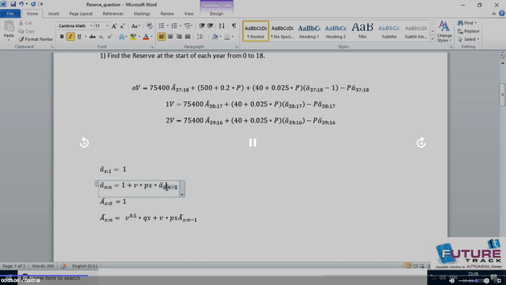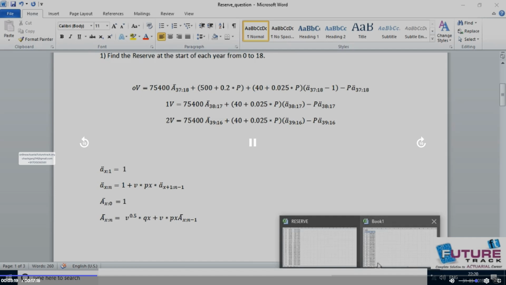Then let's find QX. That is N minus DX divided by LX. So this is the recursive relation we are having. We will use this to get the result, and we will complete it to get the value of 1 minus PX.